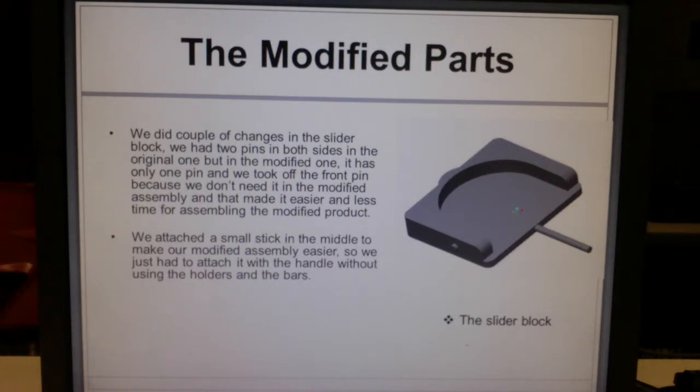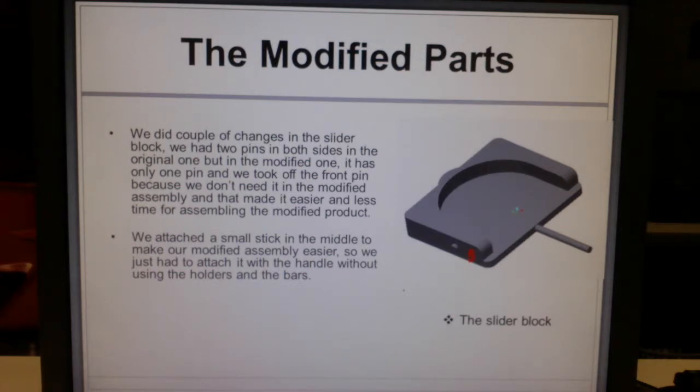And here's the slider block, the modified slider block. We did a couple of changes in the slider block. We had 2 pins in both sides. We took off this pin, we got rid of it. So we had 2 pins in both sides in the original one, but in the modified one it has only 1 pin, and we took off the front pin because we don't need it in the modified assembly, and that made it easier and less time for assembling the modified product.